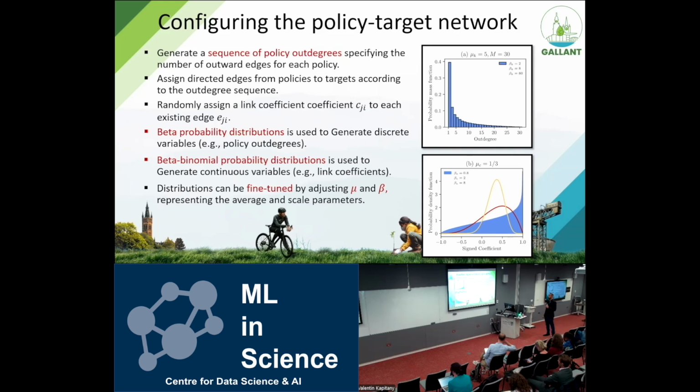And then the underlying parameters mu and beta represent the average and scale of these distributions, allowing for the fine-tuning of the underlying network topology.